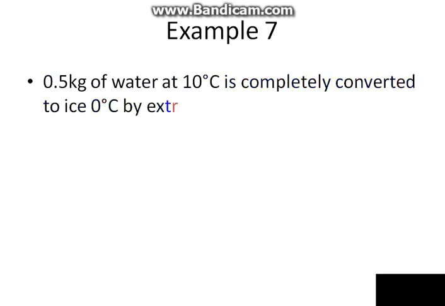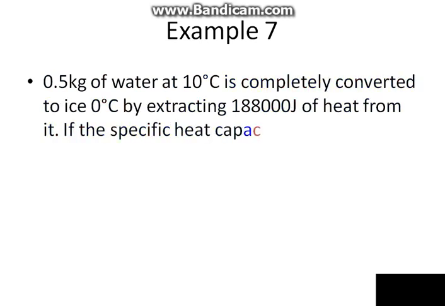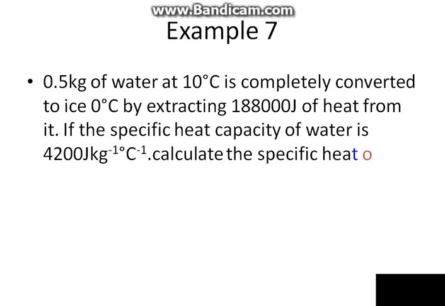Example 7. 0.5 kilogram of water at 10 degrees centigrade is completely converted to ice at 0 degrees centigrade by extracting 188,000 joule of heat from it. If the specific heat capacity of water is 4,200 joule per kilogram per Celsius, calculate the specific latent heat of fusion.